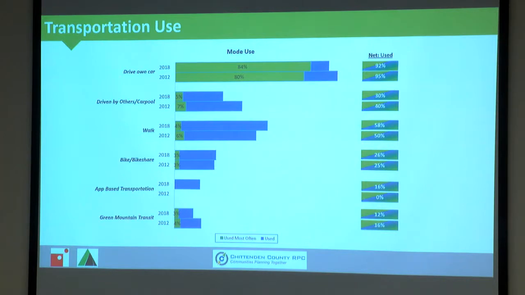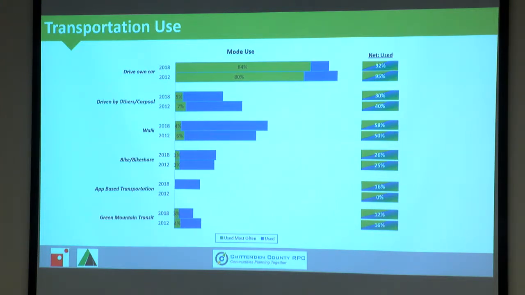Now, as far as the transportation people are using, this is what people use most often. Those are the numbers in green to the left, and what people have used in the past month. Not surprisingly, driving is number one. The majority of people drive. In fact, 84% of people say driving is the mode of transportation they use most often. Interestingly enough, 16% of people said that they use app-based transportation, your Ubers, your Lyfts. And more so than that 16%, we have 35% of 18 to 34-year-olds who say they've used app-based transportation somewhere in the past month.